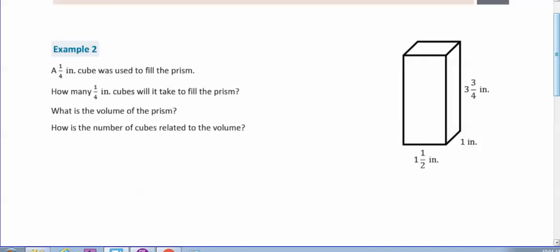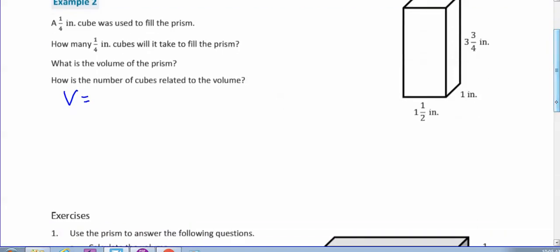So first of all, we have to find the volume of this rectangular prism before we can figure out how many 1/4 by 1/4 by 1/4 inch cubes it would take to fill it. So the volume formula is volume equals length times width times height. Now we're just going to plug in these values, 1.5 times 1 times 3 3/4.